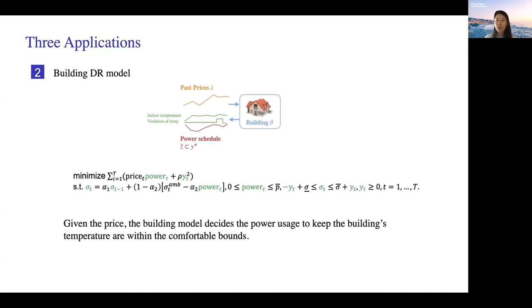The second one is a building demand response model with the temperature dynamics. Given the price signal, the building model will decide the indoor temperature, the violation of temperature, and the power schedule. In this model, the power, that is the system observation, is only a subset of the decision variables. This is our optimization problem. It wants to minimize the energy cost and the violation of the temperature. Sigma is the temperature, so the first constraint is a temperature dynamics constraint. The second constraint is a power limits constraint. And the third indicates the temperature violation constraints. In this model, our agent wants to decide the power usage to keep the building's temperature within the comfortable bounds, while minimizing the energy cost.